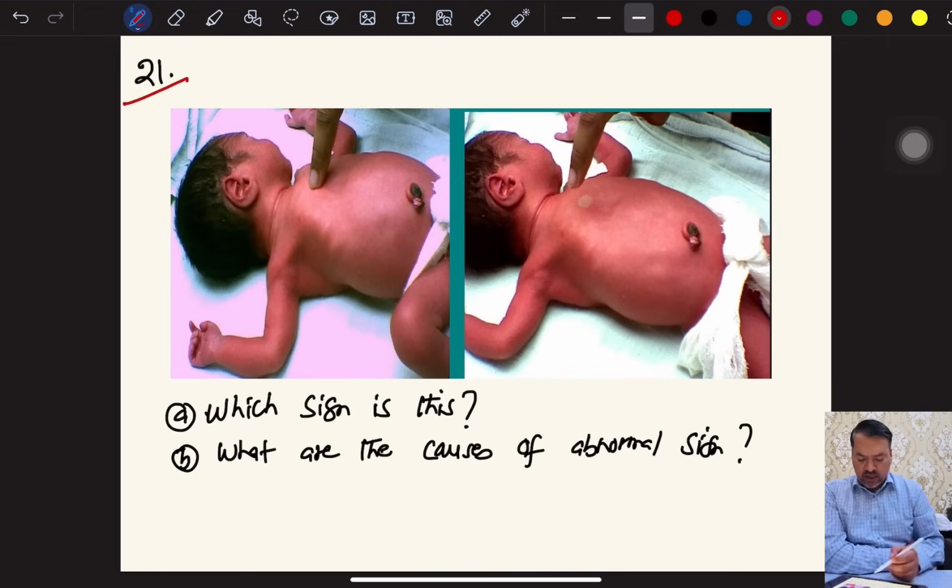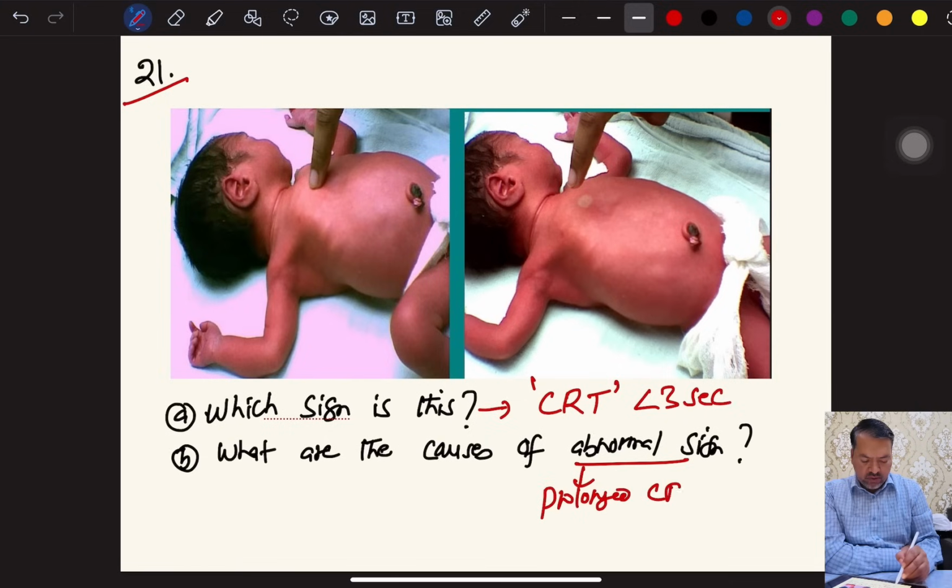Now, number 21, which sign is this, which is shown in the picture? Very easy question. This sign is called capillary refill time, CRT. And dear students, in a newborn baby, the capillary refill time is usually less than 3 seconds. Okay. So what are the causes of abnormal sign? Abnormal sign means prolonged capillary refill time. Okay, prolonged CRT. And if this question is asked, you can clearly say hypovolemia.